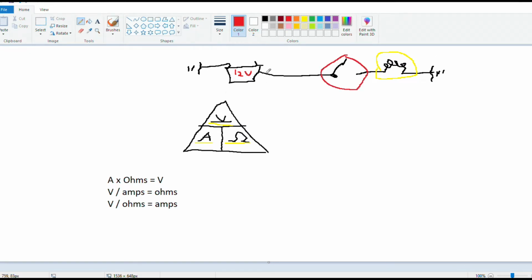So as it stands right now, electricity flows to the switch. And because the switch is open, nothing happens. But as soon as that switch closes, electricity can flow through, the light bulb can come on, and the circuit works. So we know that, we understand this. We've all seen it before. We turn on our headlight switch, headlights turn on.